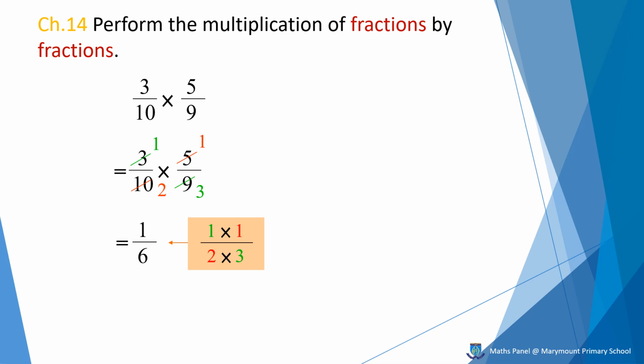Before calculating the multiplication of fraction by fraction, always remember to check any simplest form there. Like this, 3 over 10 times 5 over 9. You may see that 3 and 9 can be reduced, and 5 and 10 can be reduced too. So we can reduce the fraction first, into 1, 3, and then 1, 2. And this question will be much easier, which is 1 times 1 and 2 times 3, which is equal to 1 over 6.